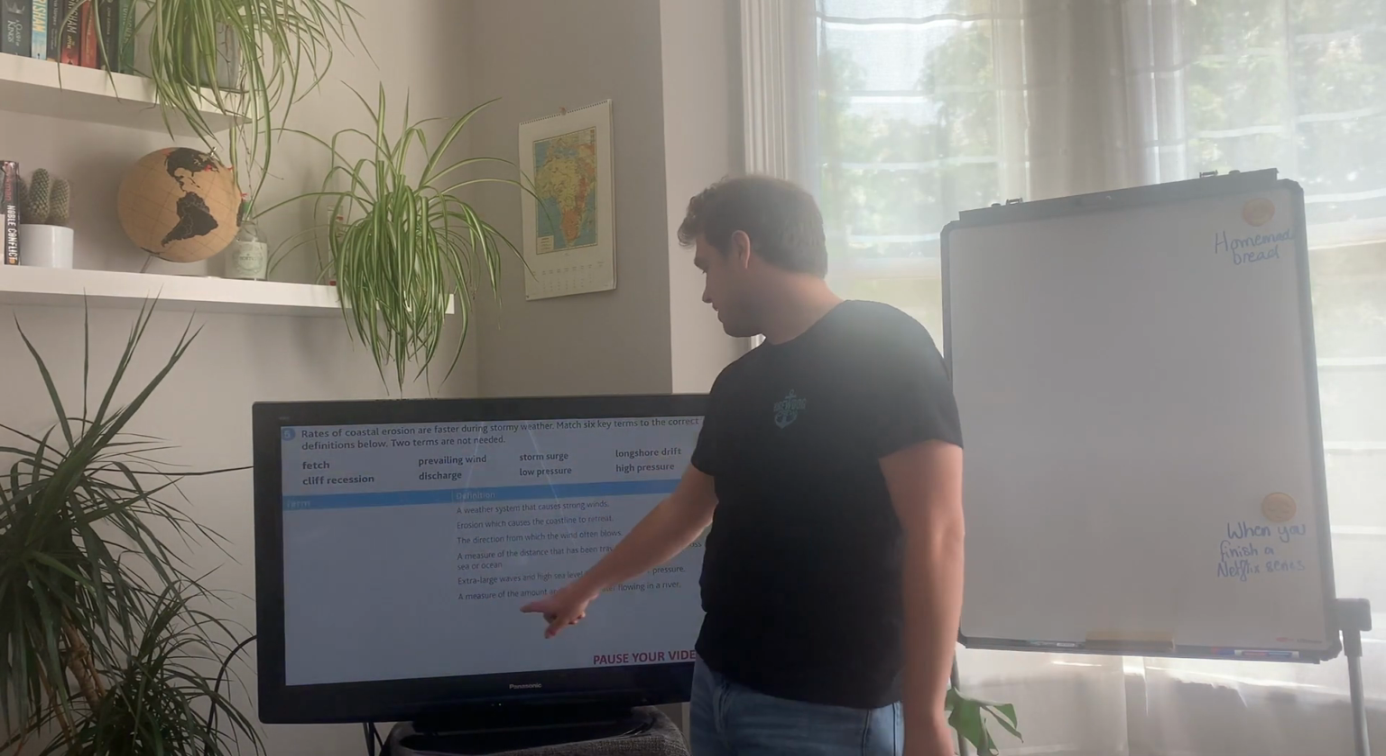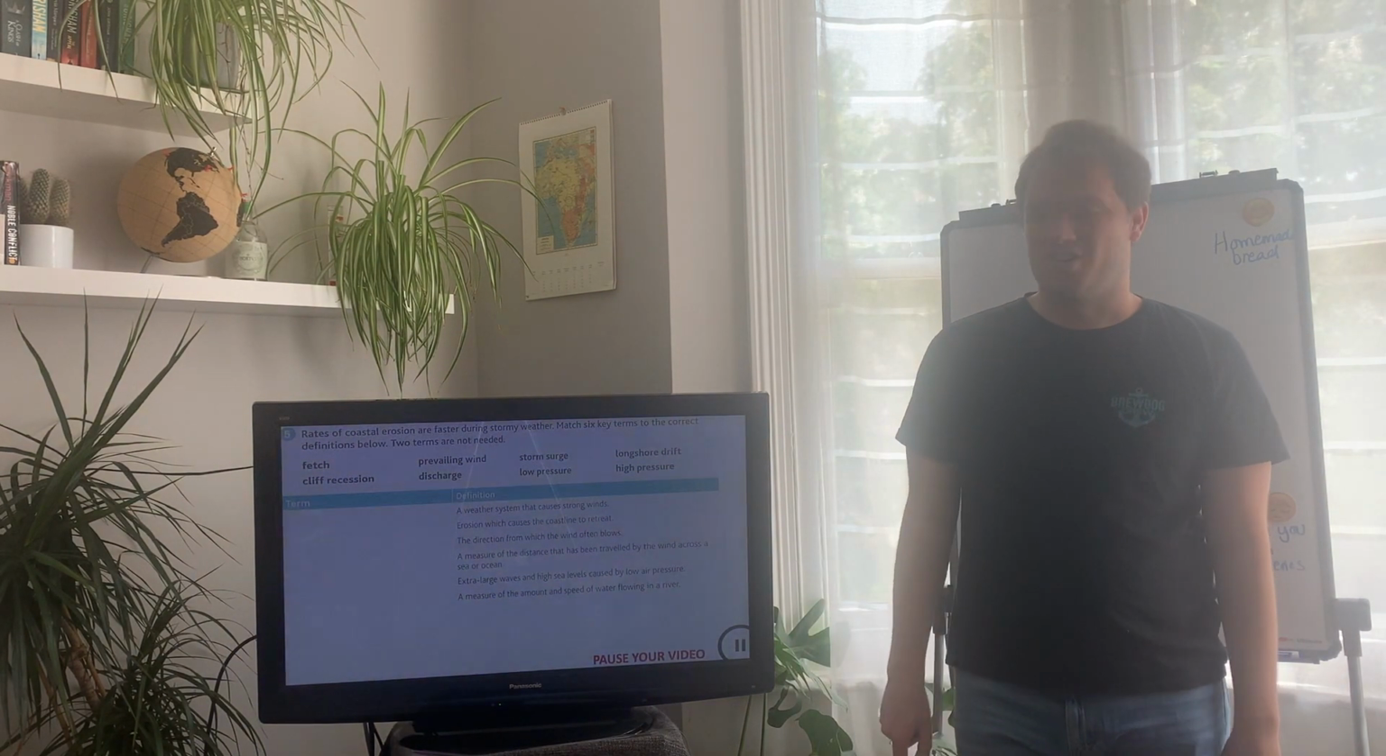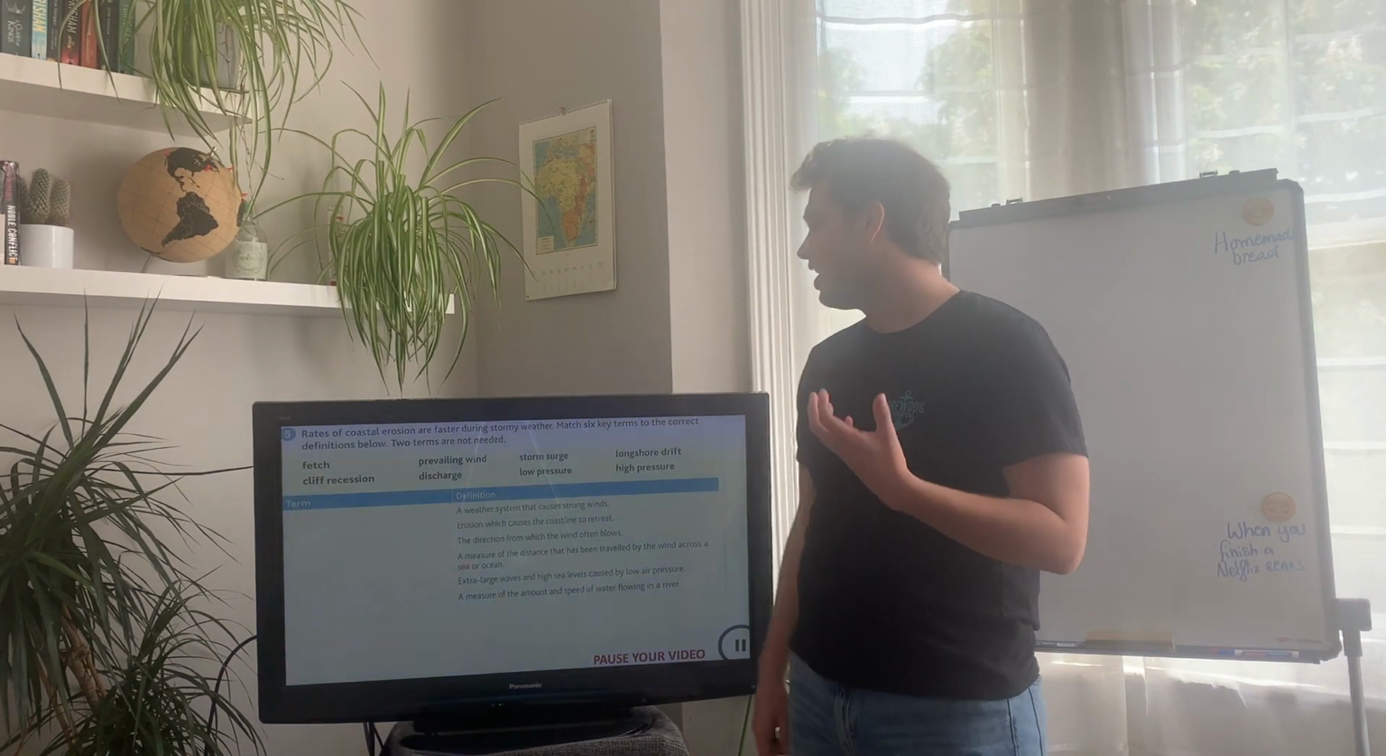So a measure of the amount and speed of water flowing in a river is the discharge. So discharge is the amount of water flowing in a river.